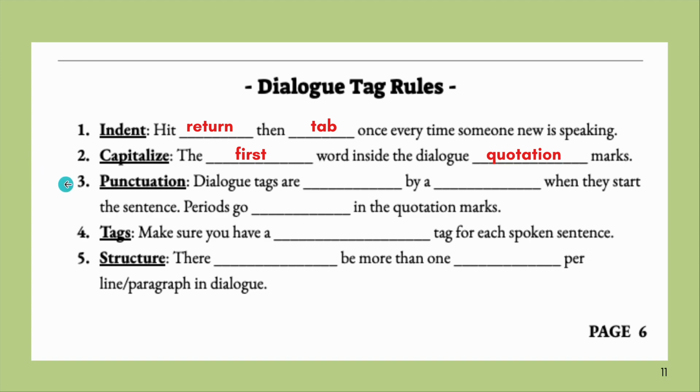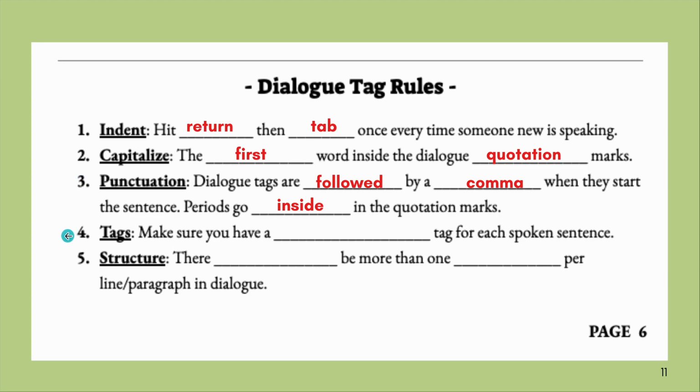Next is punctuation. Dialogue tags are followed by a comma when they start the sentence. So for example, if it says, Miss Miller said, comma, quotation marks, take out your notebooks, period, okay? And that period would go inside the quotation mark. So notice Miss Miller is speaking and what is being spoken will be surrounded in quotation marks.